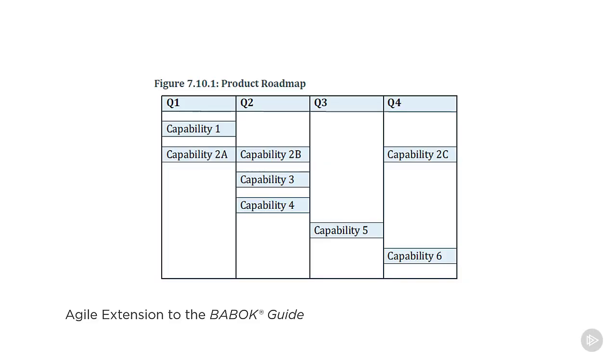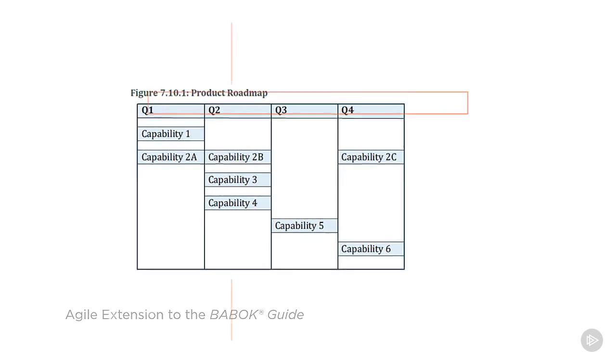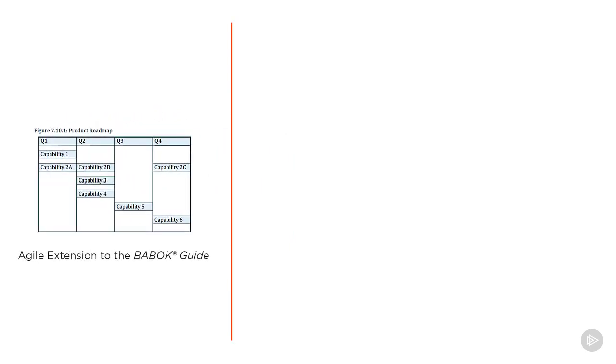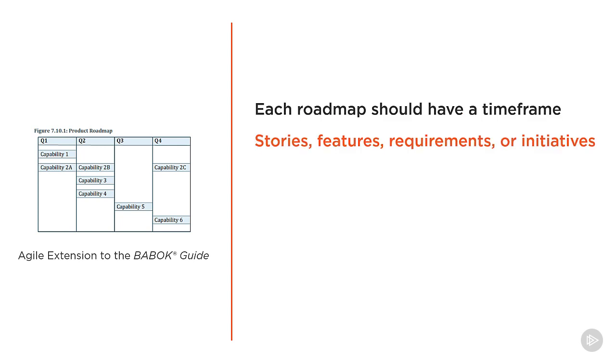If you take a look at the example of a roadmap given in the Agile extension to the BABOK Guide version 2, you'll be able to see that capabilities are mandatory elements of a roadmap and that time can be measured in quarters. However, be aware that you can track months or weeks as well. So each roadmap should have a time frame. It shows stories, features, requirements, or initiatives, and outlines a path to deliver them in that time frame.